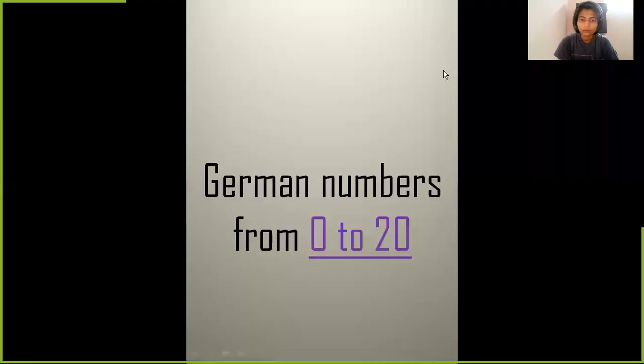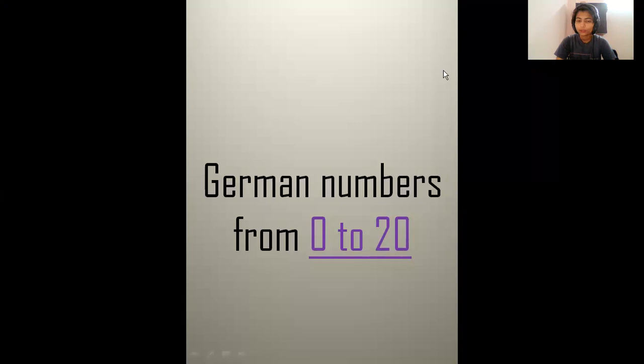So in today's class, we will be having a new topic and the topic is the German numbers. First of all, we will learn the German numbers from 0 to 20. The numbers are important because sometimes the pronunciation is different from what we think that it can be, right?